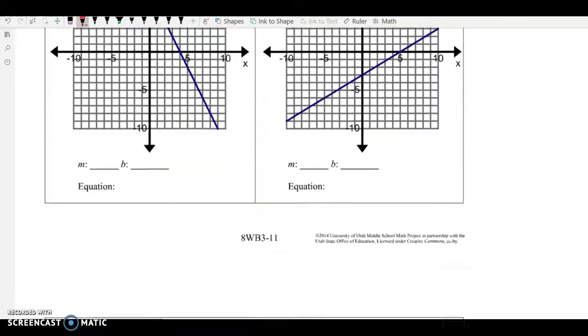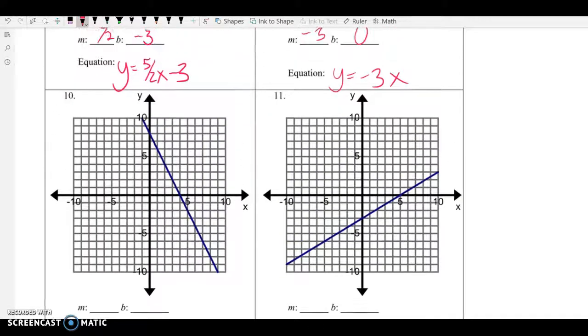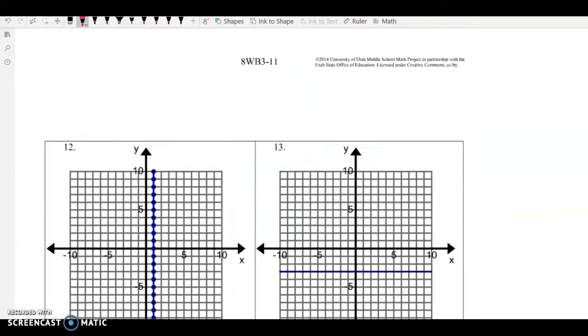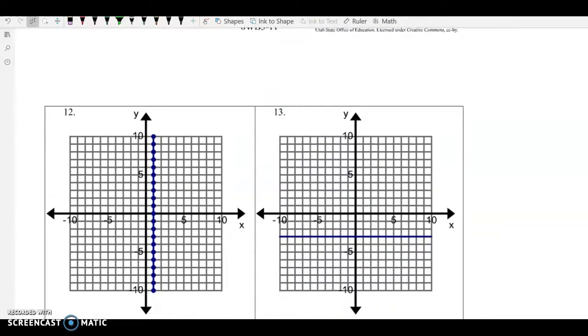Okay, I'm going to have you guys try numbers 10 and 11 on your own. And I'm going to scroll down for number 12. Number 12 is an undefined slope, right? So one way to think about this is all day, every day, something is going to stay the same, either my x or my y.